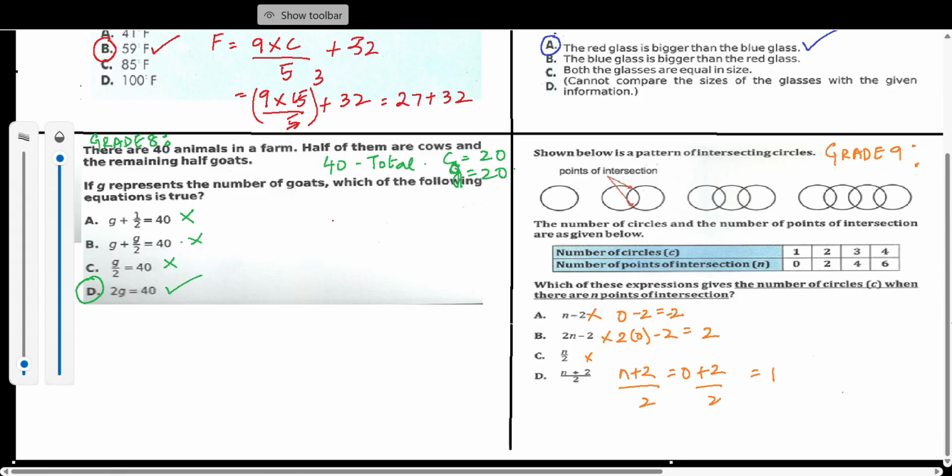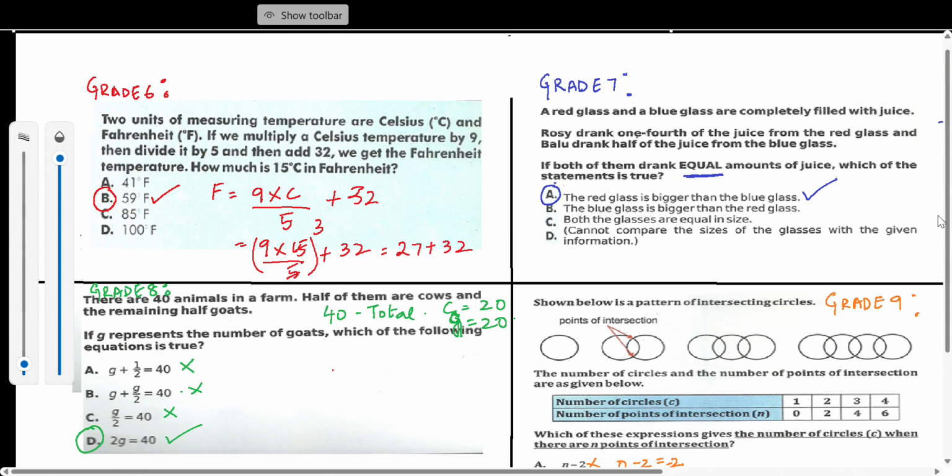Let us check the others also. 2 plus 2 by 2, 4 by 2 is 2. Matches as well. Then 4 plus 2 by 2, 6 by 2, 3. Again matches. 6 plus 2 by 2, 8 by 2, 4. Matches. So clearly this is the correct option: N plus 2 by 2. So this is how we have to do. Since it's a fairly small expression and the numbers are also not very big, substituting straight away gives us the answer. So I hope that was helpful.